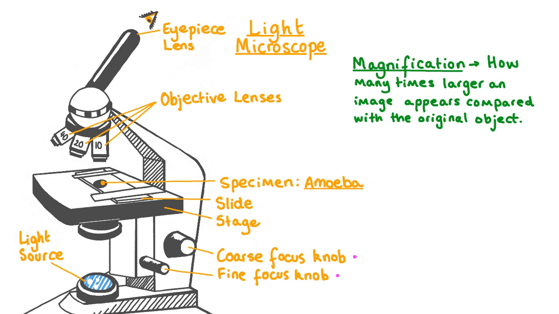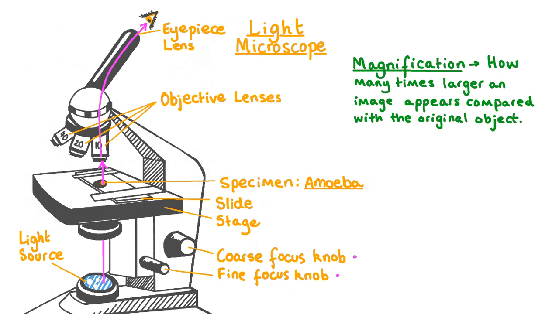A beam of light travels from the light source through the specimen on the slide and into the objective lens that we are currently using, which in this example is the 10 times objective lens. From there, light travels through the eyepiece lens and into the observer's eye, where it forms an image of the object that is larger than the object itself.